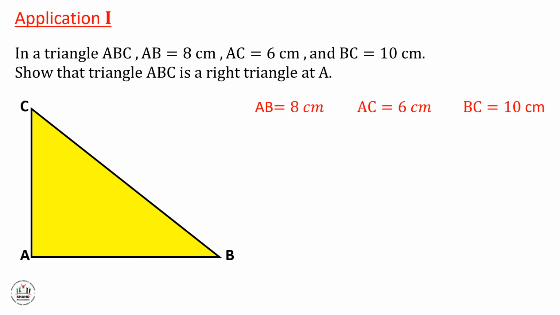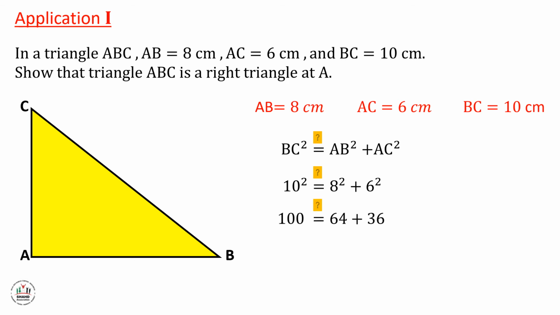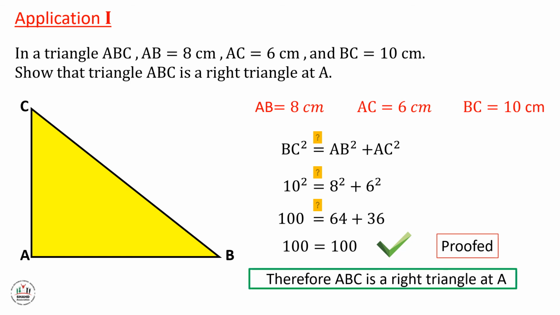BC equal 10 cm. We will see if BC square equals AB square plus AC square. So 10 square equal 8 square plus 6 square. So 100 equal to 64 plus 36. 100 equal to 100. So the Pythagorean theorem here is proved, and we can say that ABC is a right triangle at point A.